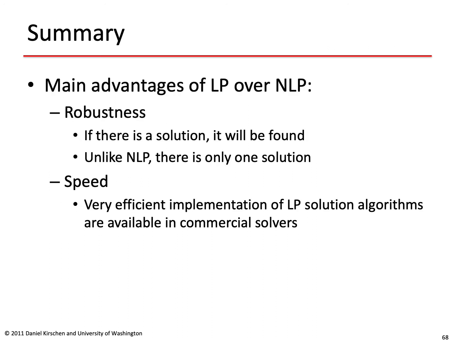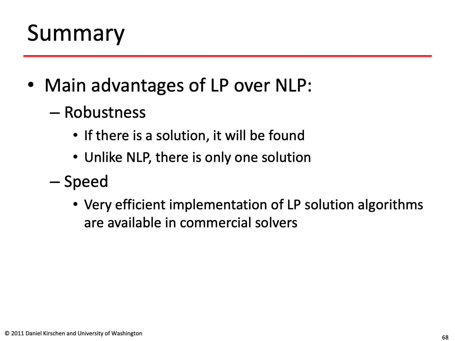In summary, the main thing to remember about linear programming is that it has 2 main advantages over nonlinear programming. First, it is very robust. If there is a solution, the LP algorithm will find it. And unlike nonlinear programming, there is only one solution. So there are usually no problem of trying to find a local solution instead of the global solution.